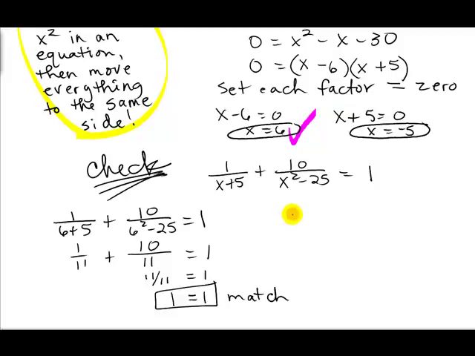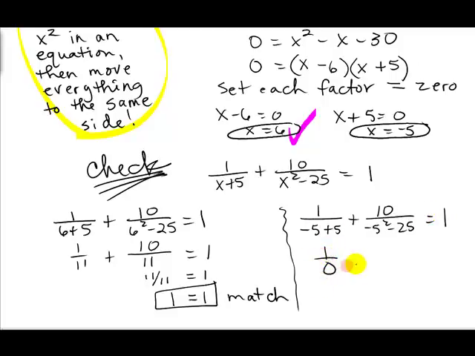Let's check the other one. So we have 1 over negative 5 plus 5. I'm checking the negative 5 now. Plus 10 over negative 5 squared minus 25 equals 1. 1 over 0. Well, I can stop here.